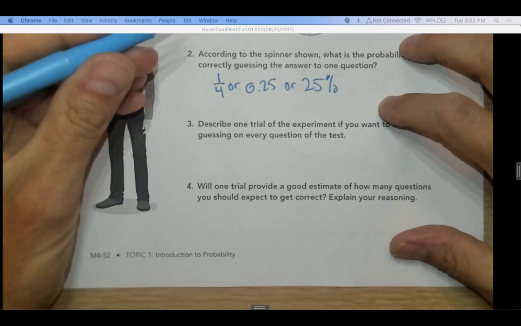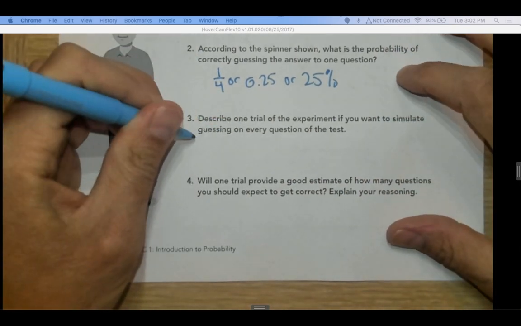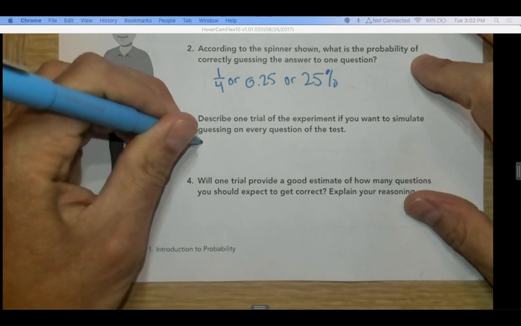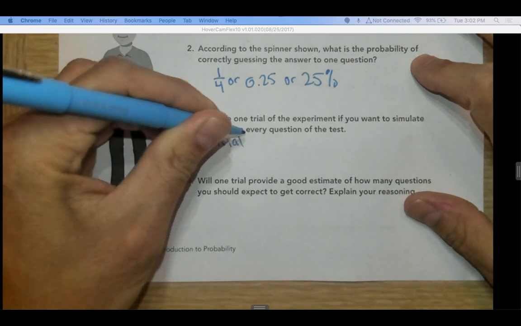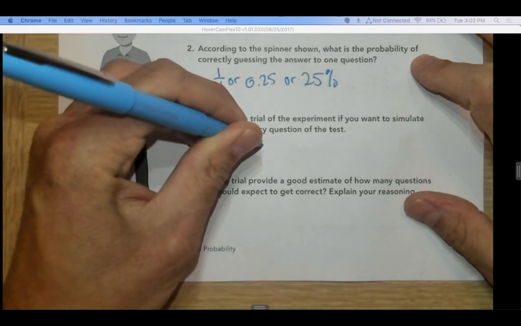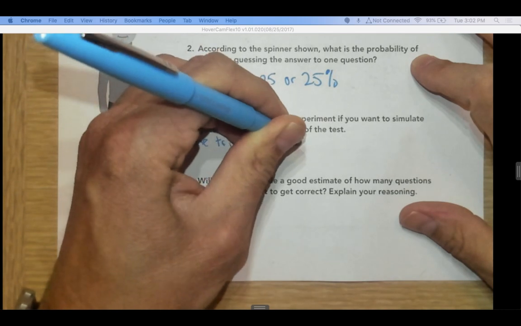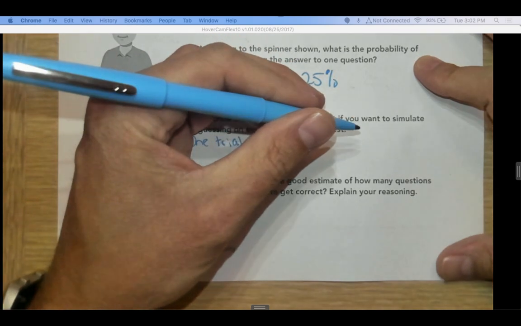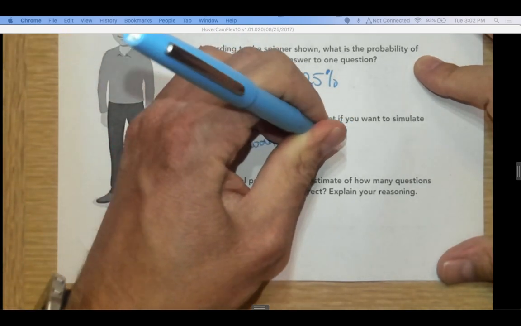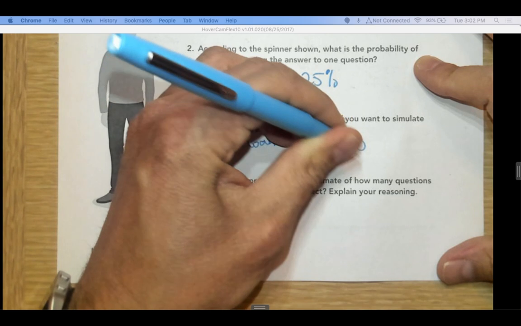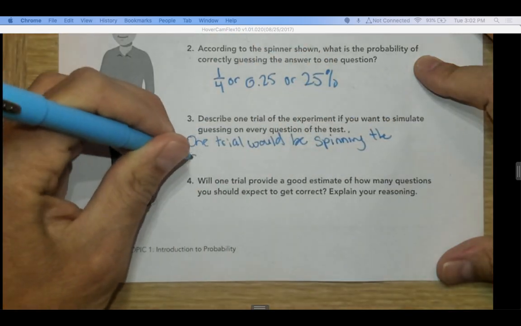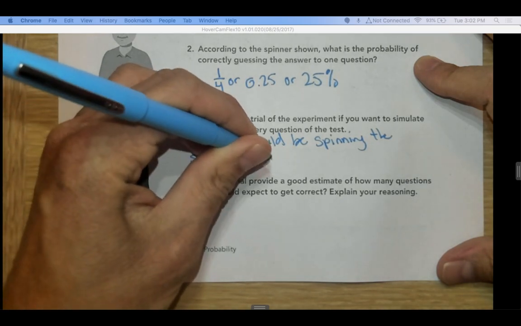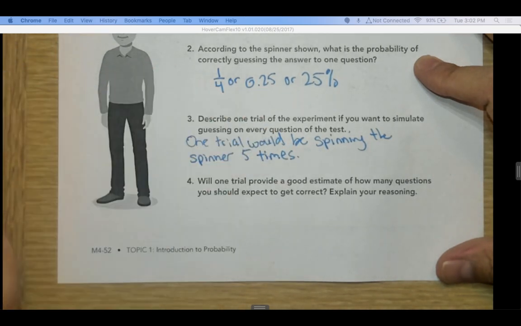So one trial would be, it's a 5-question test, so one trial would be spinning the spinner 5 times. That's like me taking one test.